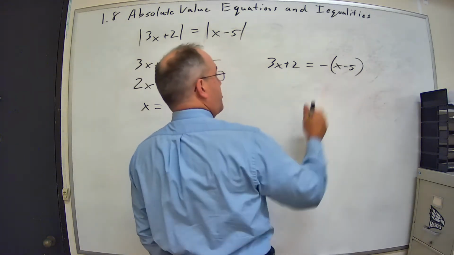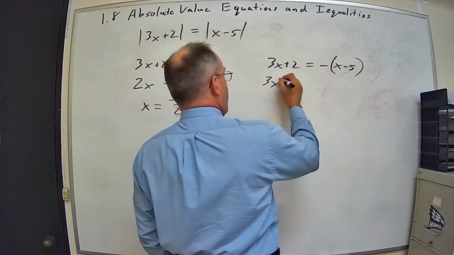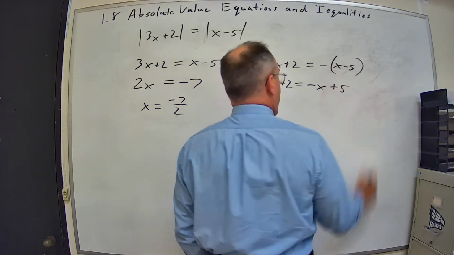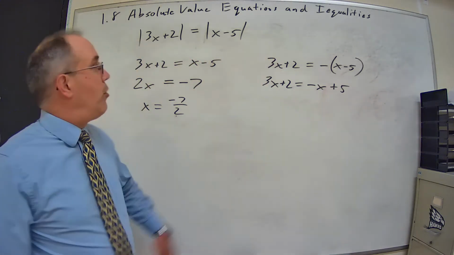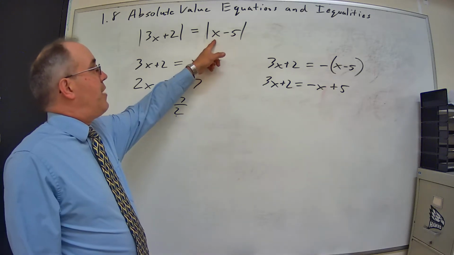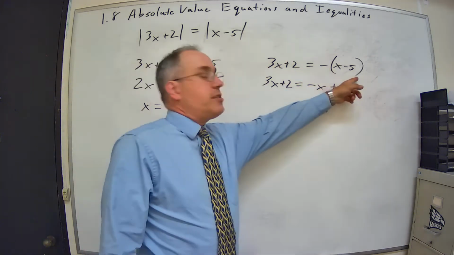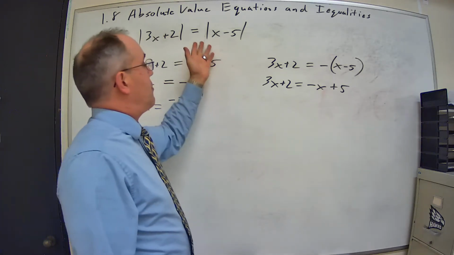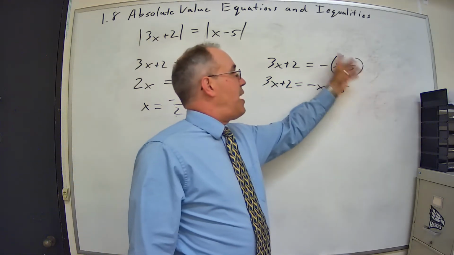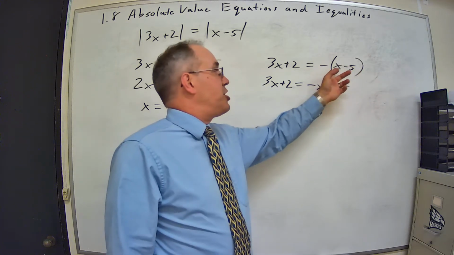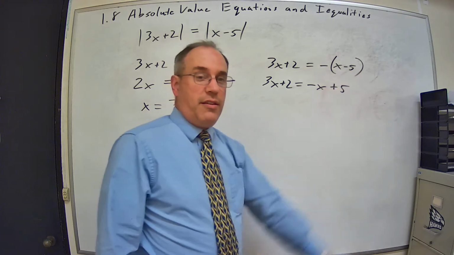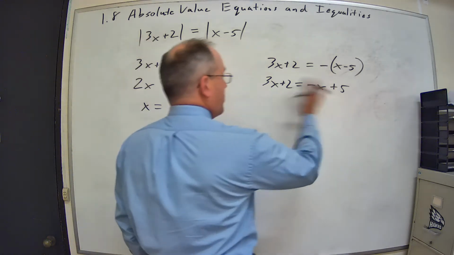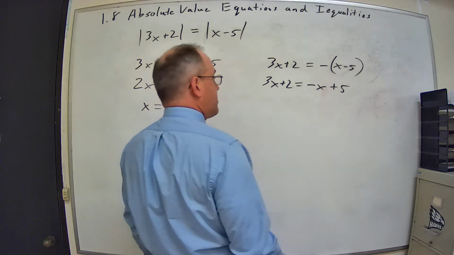Here I'm going to distribute through the negative. 3x plus 2 is equal to negative x plus 5. Very important that you're careful about the fact that you have to put parentheses in here. It's very easy to go, oh, it's got to be negative, and turn it into a negative x minus 5 without the parentheses, and then you've just changed the expression on that side.